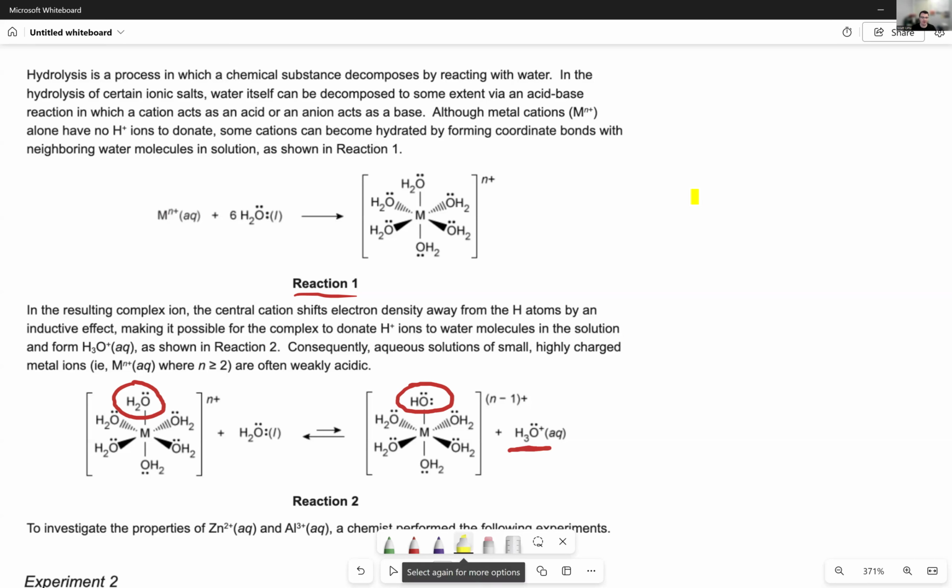Now the one other thing I want to point out from this is that this normally happens with highly charged metal ions where that n plus is greater than 2. So you're not really going to see this with something like sodium. That's not highly charged enough to have this effect. And the other thing that I really want to focus on is the fact that that's weakly acidic. So just want to draw attention to this.